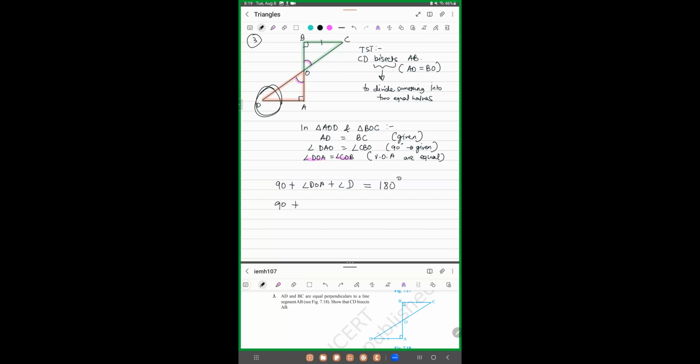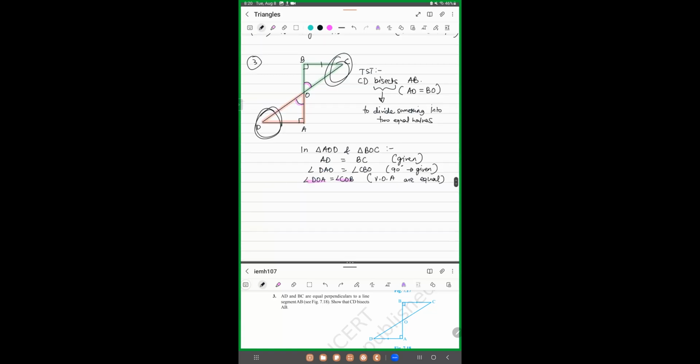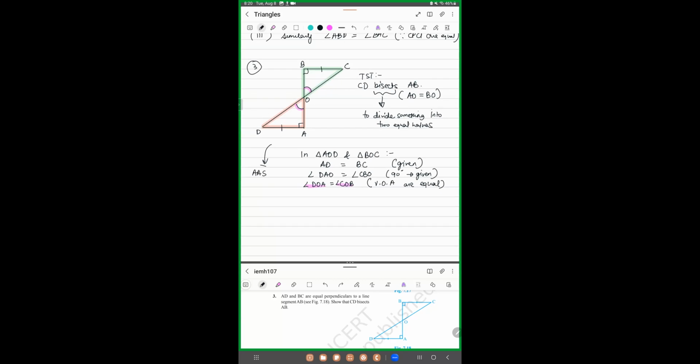So we can say that this rule here is also called the AAS rule, okay? Angle, angle and then side. By AAS rule, these two triangles are congruent. Triangle AOD is congruent to triangle BOC. Any doubts still here, anyone?